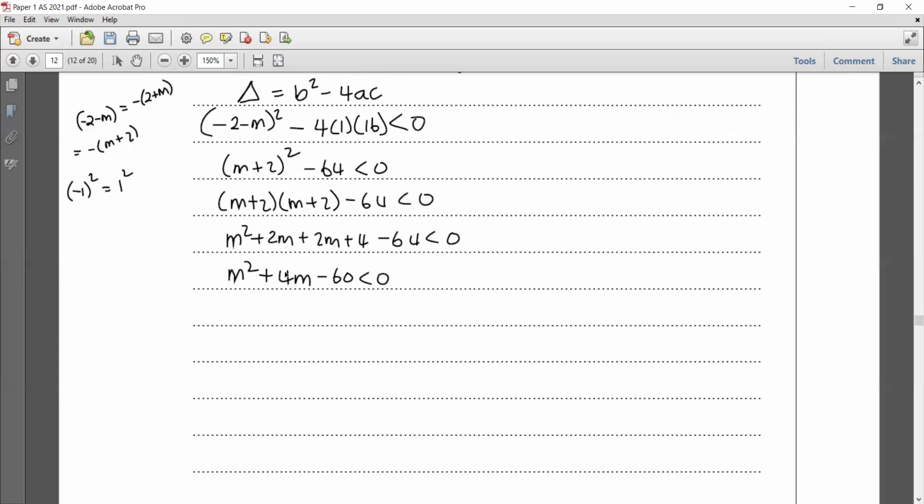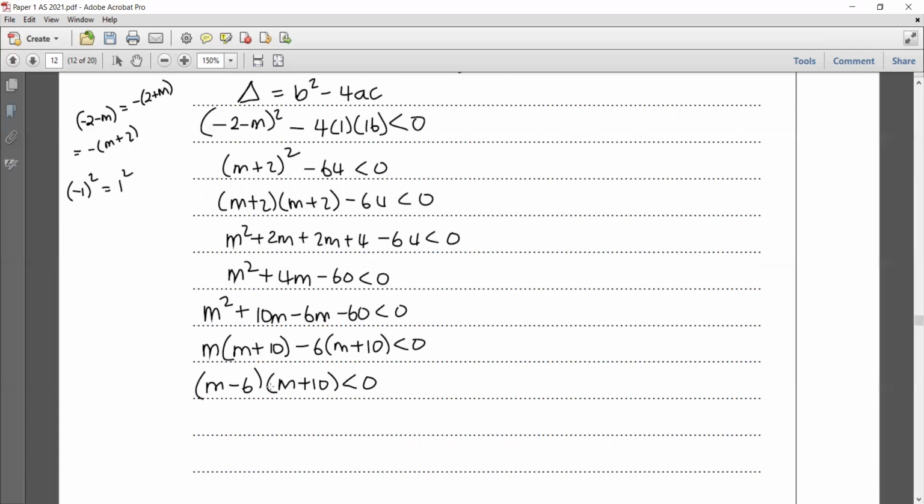So that's positive 10 and negative 6. So we have m squared plus 10m minus 6m minus 60 is less than 0. Then we have m plus 10 minus 6, m plus 10. Then this is m minus 6, m plus 10. This is less than 0. So that's step number 1.